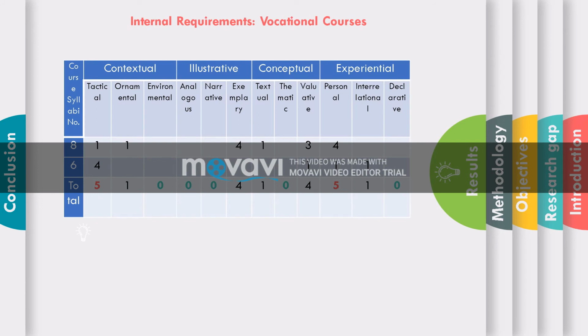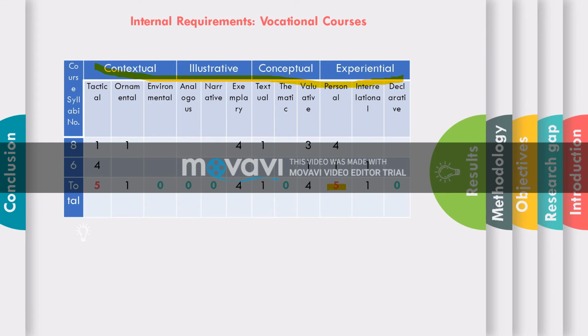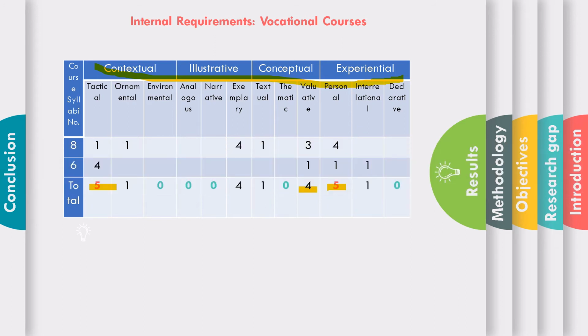Another internal requirement is the vocational course. There were only 2 courses under vocational. In the 2 courses, all 4 strategies are present. However, personal and tactical methods are mostly used, which were 5 times present in the course syllabi. Valuative and exemplary methods were also utilized, which were 4 times present in the syllabi.